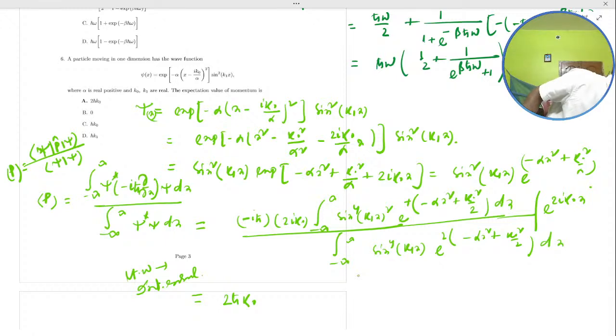Just a minute. Okay. The integration value would be twice h cross k naught. Option A would be the correct. Next question.